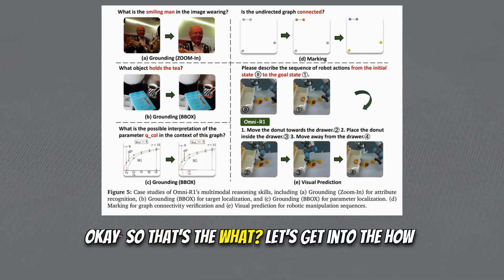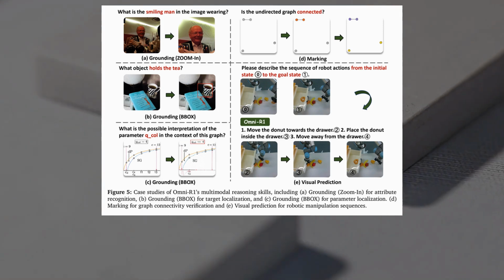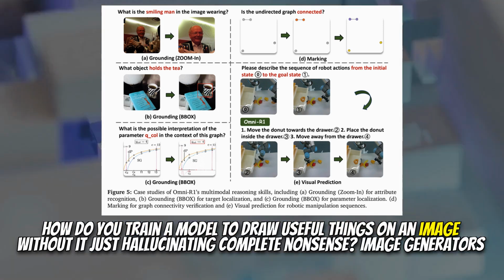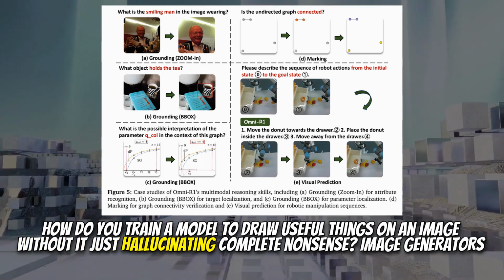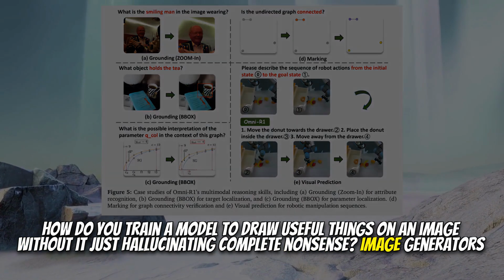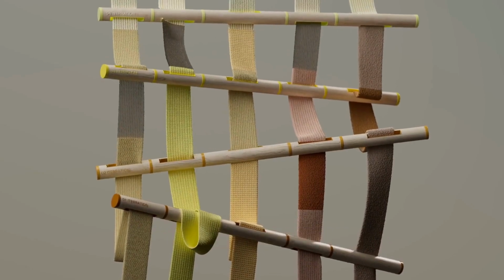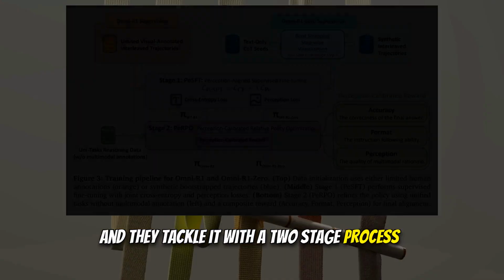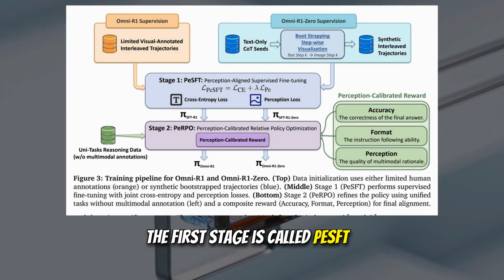Okay, so that's the what. Let's get into the how. How do you train a model to draw useful things on an image without it just hallucinating complete nonsense? Image generators are not known for their restraint. That's the core engineering problem here. And they tackle it with a 2-stage process. The first stage is called PeSFT.